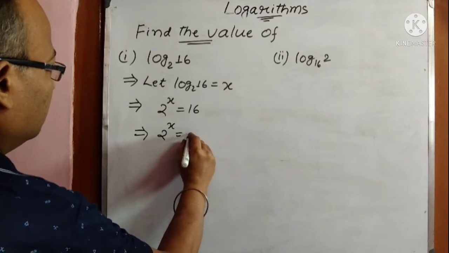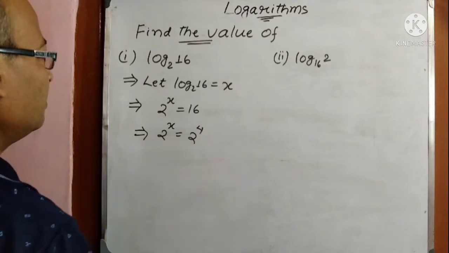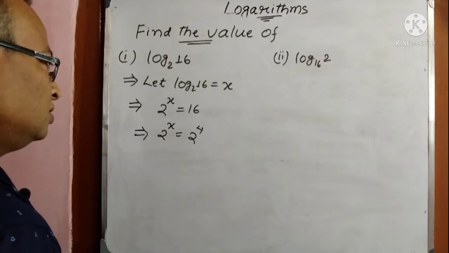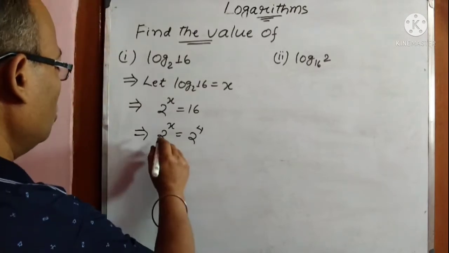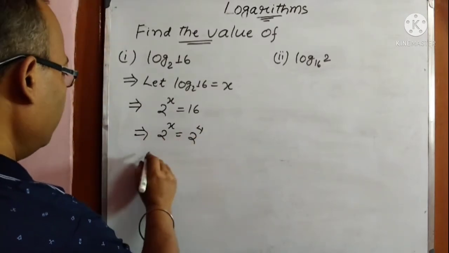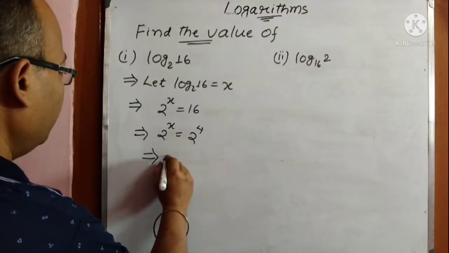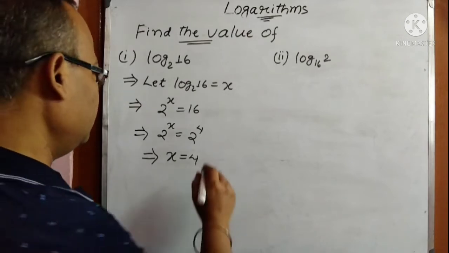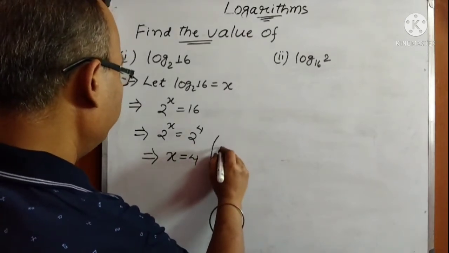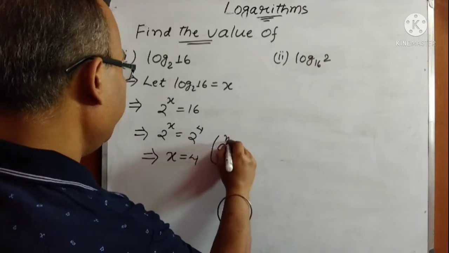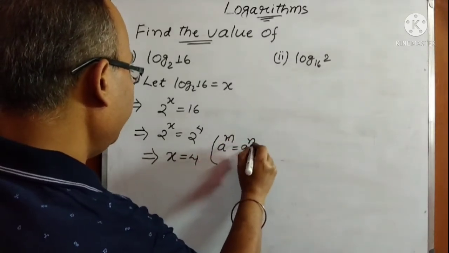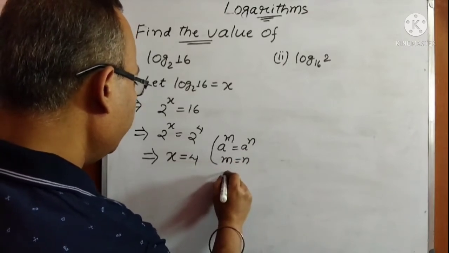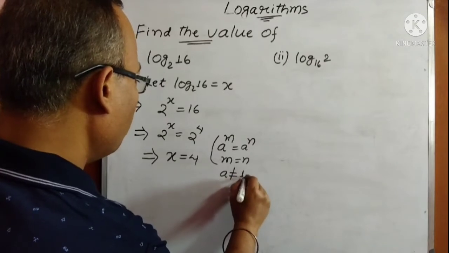Now, 2 to the power x equal to 16. 16 means 2 to the power 4. Clear? 2 into 2 is 4, 4 into 2 is 8, 8 into 2 is 16. So, 2 to the power x is equal to 2 to the power 4. So, what can you write? x is equal to 4. Okay. You remember this rule. If a to the power m is equal to a to the power n, then m is equal to n, where a is not equal to 1.